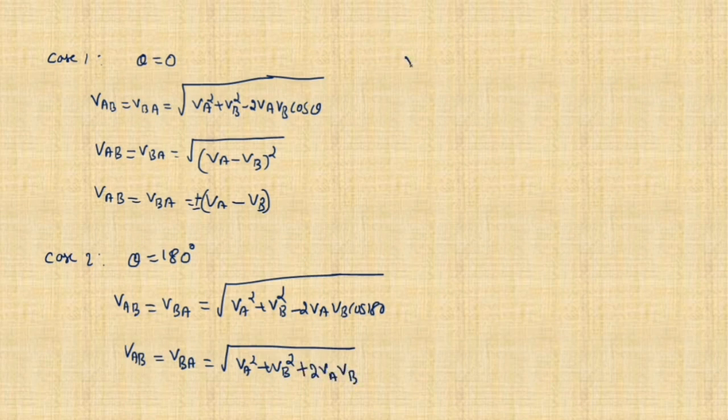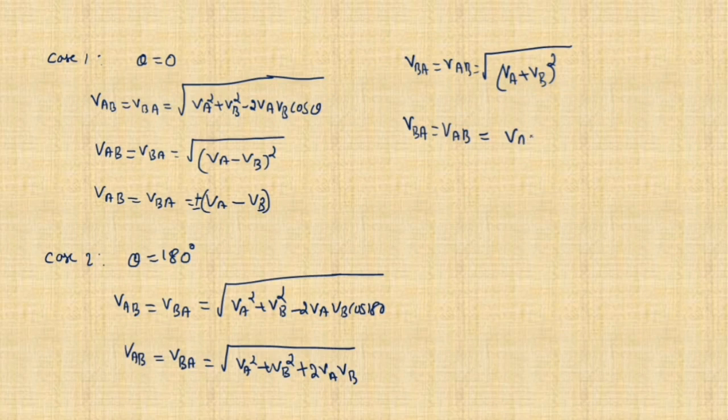That means you can write here VBA as well as VAB is equal to root of (VA plus VB) the whole square. That is, VBA as well as VAB equal to VA plus VB. Here also the value may be plus or minus. So this is the way to find the magnitude of relative velocity when both are traveling in the same direction or when both are traveling in opposite direction.